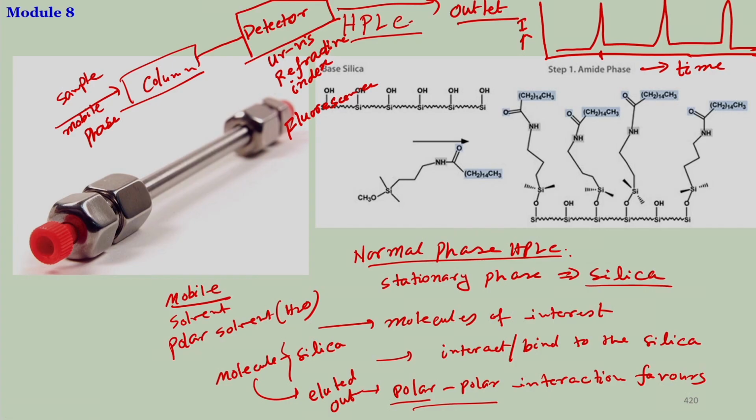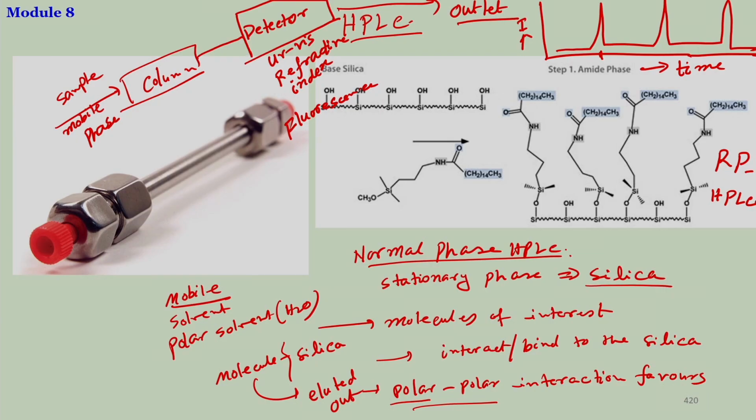And after normal phase HPLC, I have talked about the reversed phase HPLC. So, this is for reverse phase, RP HPLC. For the reversed phase HPLC, you have to modify the stationary phase, which was silica, by changing its polarity. It was polar, now you are making this surface non-polar.